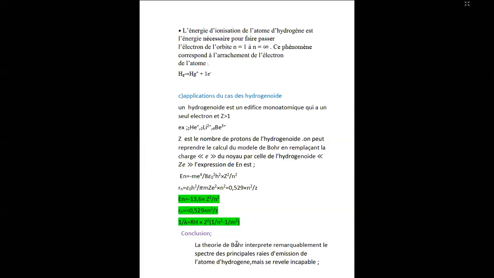When I'm exciting an electron, it can either move from N1 to N2, or N1 to N3, or N1 to N infinity. So for exciting, it's a condition which is different. I hope it's clear until there.